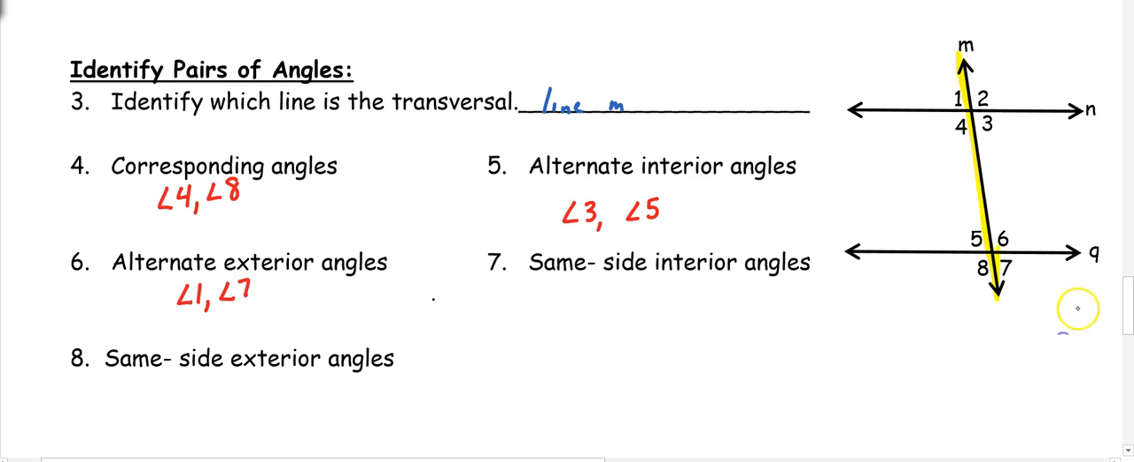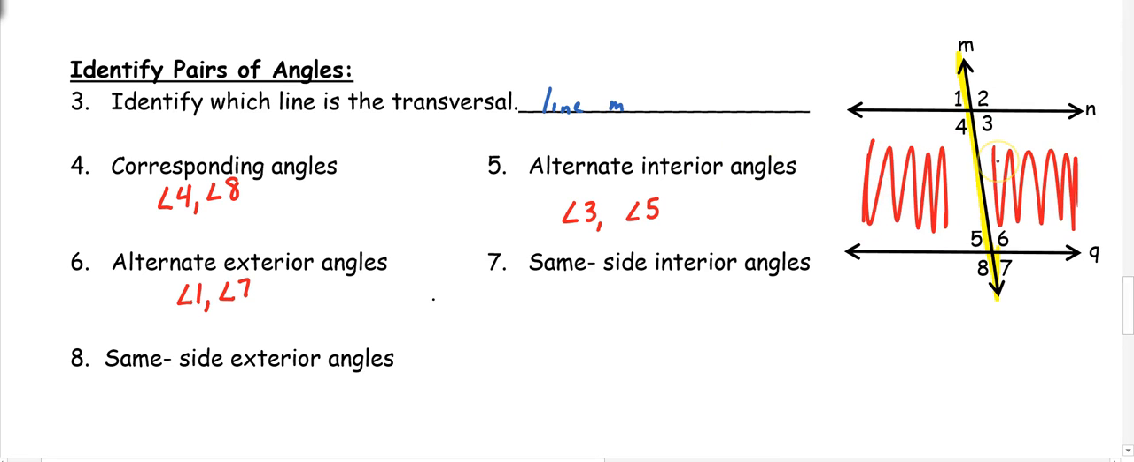Same side interior. So same side interior is between the lines, but on the same side of the transversal. So if we picked angle 4, angle 5 would also be on the same side.